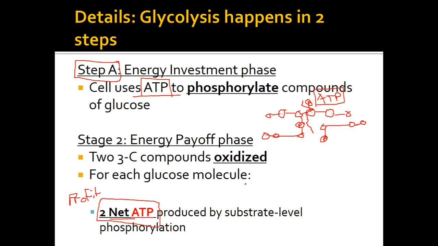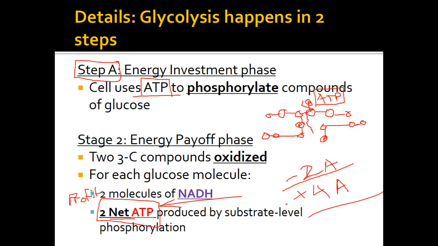I'm doing a pretty shoddy job of keeping track of my investments here, but basically we invested 2 ATP, and so we gained 4 ATP, which is where we get our net of 2 ATP from. So we invested that, that's what we spent, that's what we got, which gives us this leftover. We also got out of this 2 molecules of NADH.